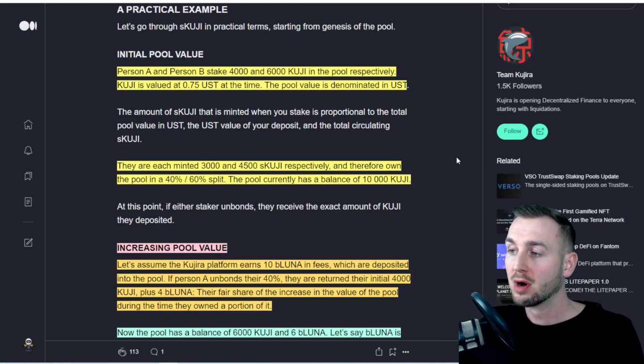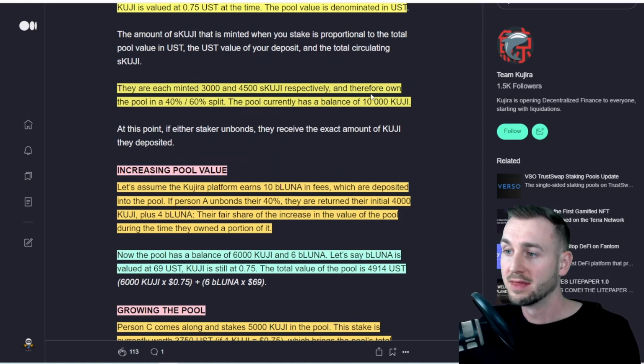So a quick example of why it's beneficial to start staking as early as possible and not to withdraw here. So if you've got an initial pool value created by two individuals, and they put in 4,000 and 6,000 Kuji respectively, and Kuji is valued at 75 cents, that means you have a pool value of 7,500 bucks. They then each mint 3,000 and 4,500 S Kuji respectively and own a 40 and 60% split of the pool. And the pool currently has a balance of 10,000 Kuji tokens. So at this point in time, if they unbond or unstake, they get the same amount of Kuji tokens that they deposited.